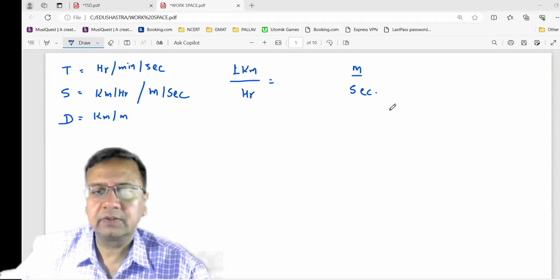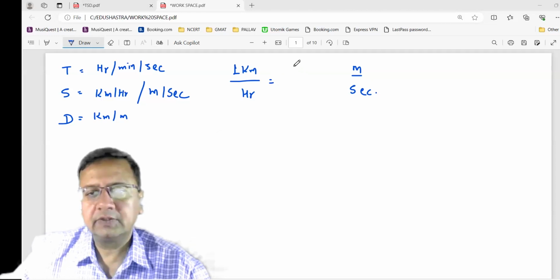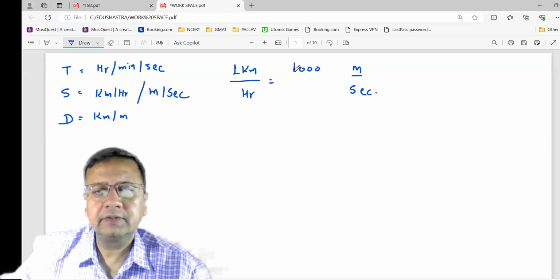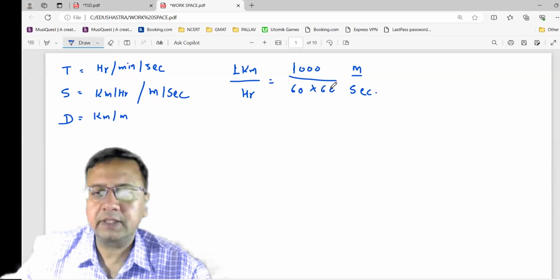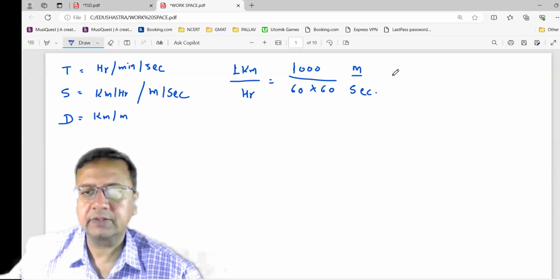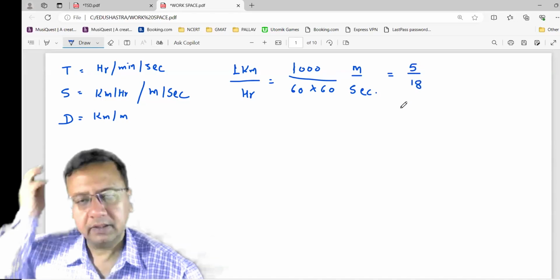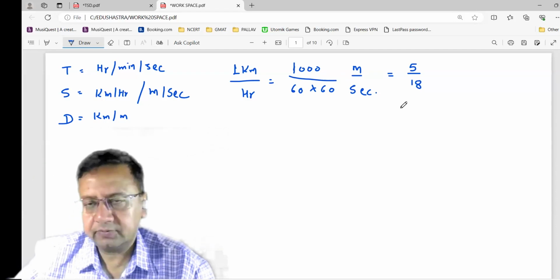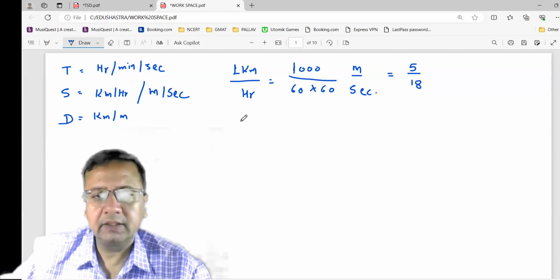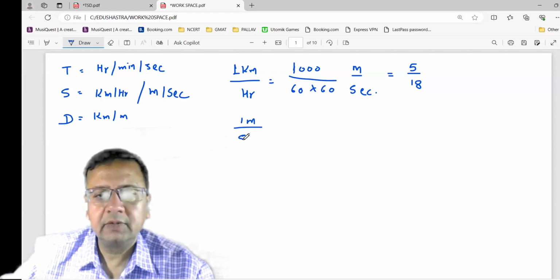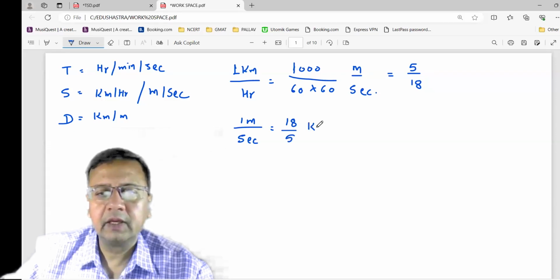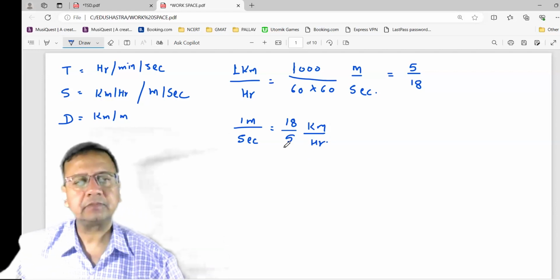Yes, okay. So 1 kilometer is what? 1000 meters, right? And 1 hour is 60 minutes and 1 minute is 60 seconds. So this is 3600 seconds, right? When you simplify, this comes out to be 5 by 18, right? So 1 kilometer per hour is equal to 5 by 18 meter per second, and the reverse, 1 meter per second, is nothing but what? 18 by 5 kilometer per hour, right? Okay.